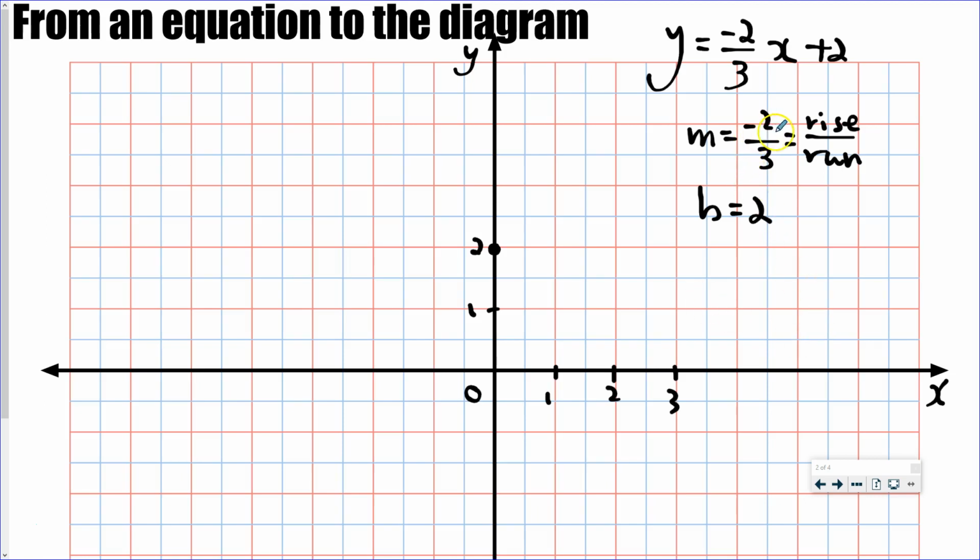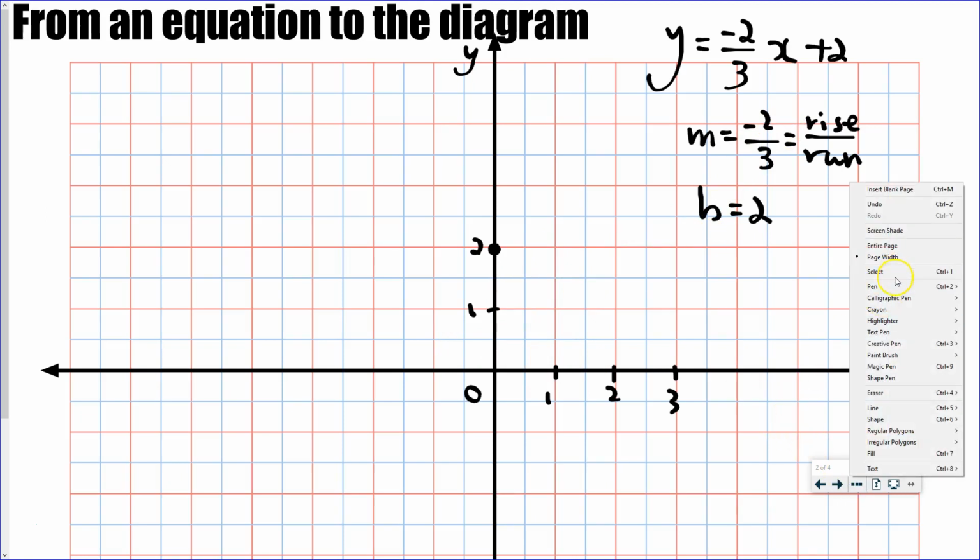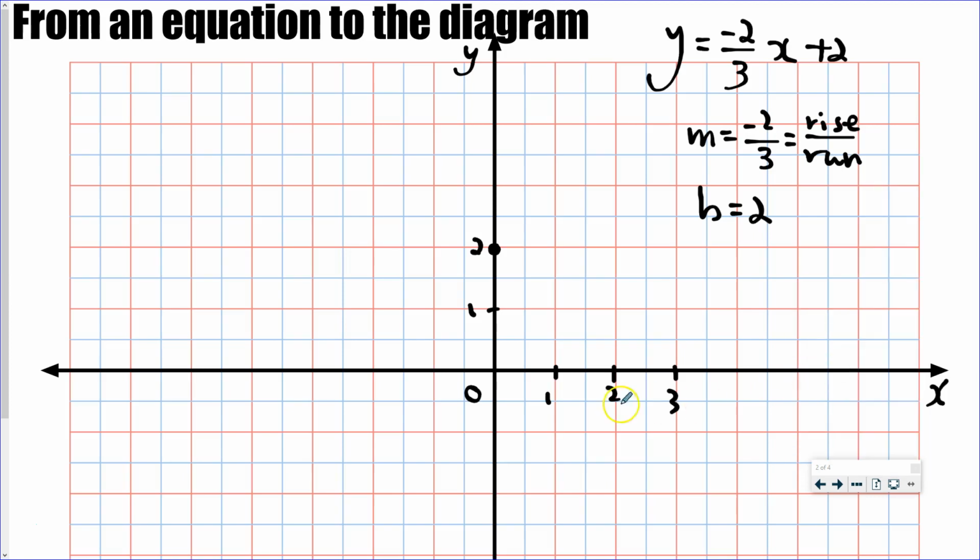So we want to know that we are going to go, rise is -2. So rise is -2. Normally when you think about rise, it's actually going up. But if I have a negative, I'm going to go down instead. So instead of going up 2 times, I'm going to go down 2 times. Let's change the color. So I'm going down 2 times.